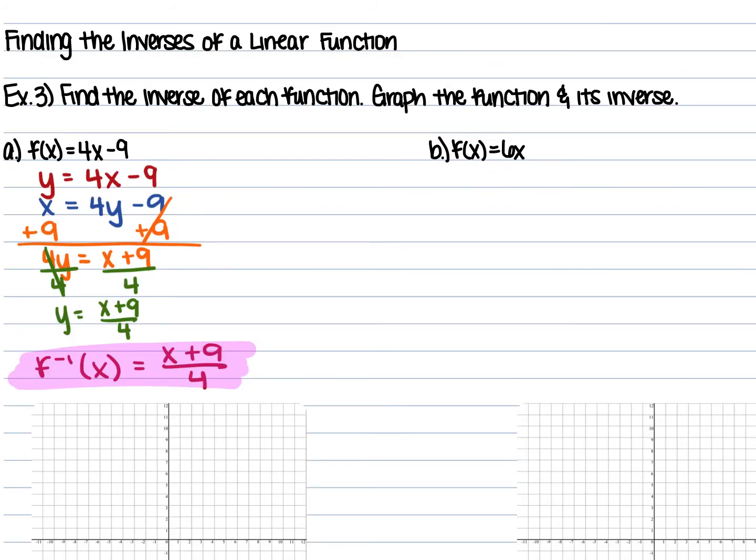For example B, we have f of x is equal to 6x. Remember, first step, change the f of x to be y. So y is equal to 6x. From here, switch your x and your y. So we have x is equal to 6y. Now resolve for y. Divide each side by the 6. You have y is equal to x over 6. This does not indicate that this y is equal to x over 6 is the inverse. So rewrite this as f to the negative 1 of x is equal to x over 6.